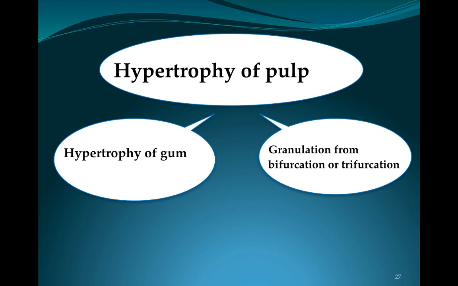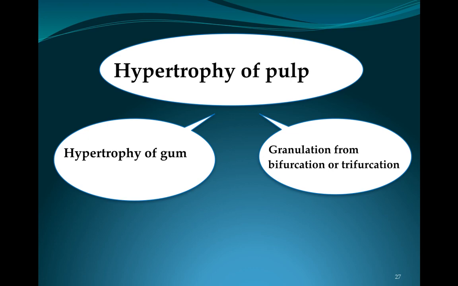We should know that hypertrophy of pulp grows to the outside, into the caries cavity. How can we check whether it is hypertrophy of pulp or hypertrophy of gum? For this, we should take the probe and move the probe around the hypertrophy.